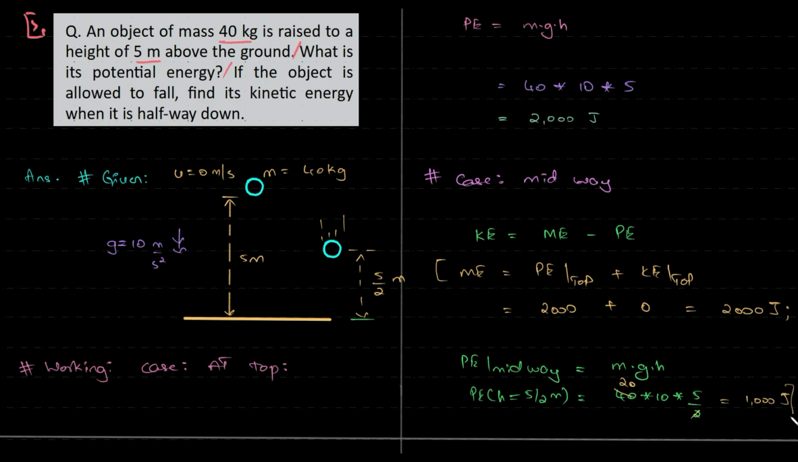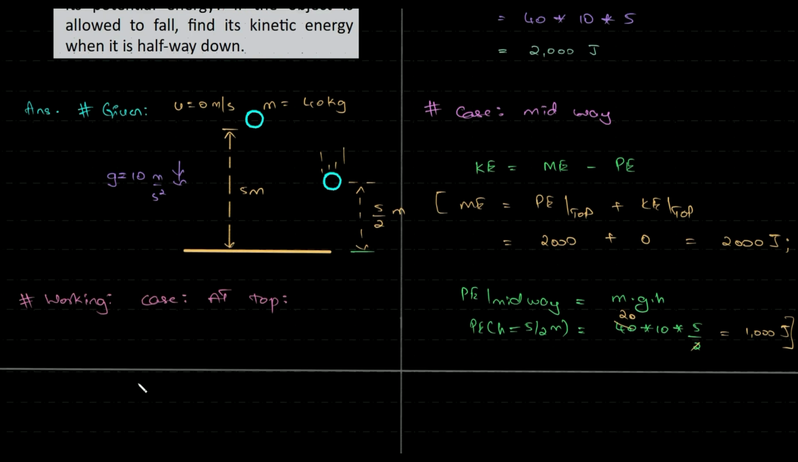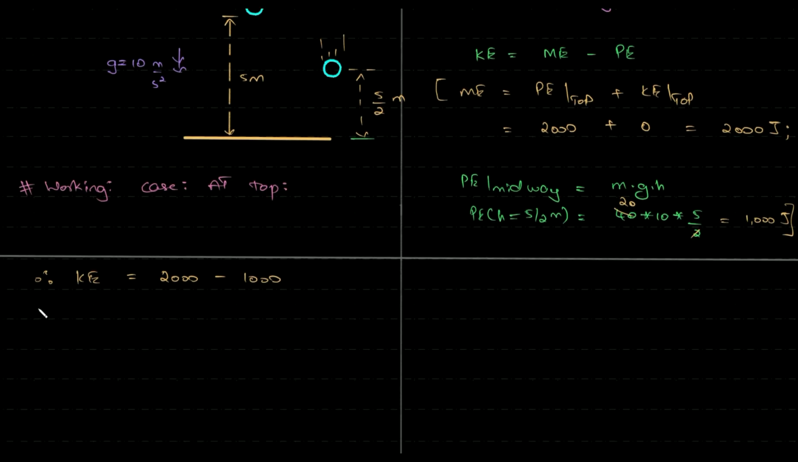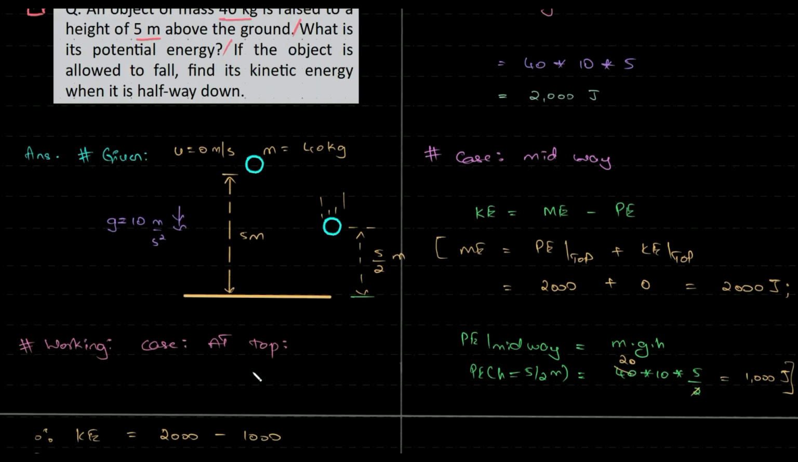If you get this question as an MCQ, clearly we know that it would be half. But since we are trying to do it as a 4-marker or 3-marker question, we need to show all of this calculation. Then we have the kinetic energy. Therefore, the kinetic energy midway is equal to mechanical energy, which is constant throughout the journey, minus 1000. We can also write the reason: mechanical energy remains constant. So this is a full-fledged answer, not a short version. So kinetic energy is 1000 joules.